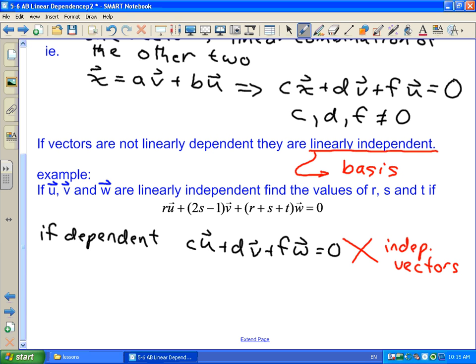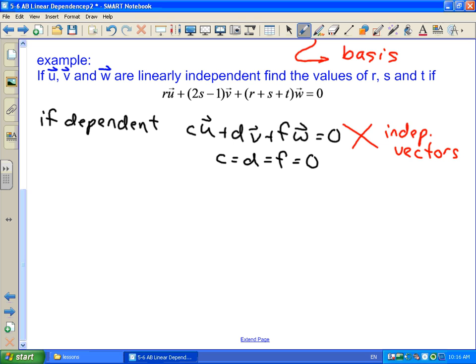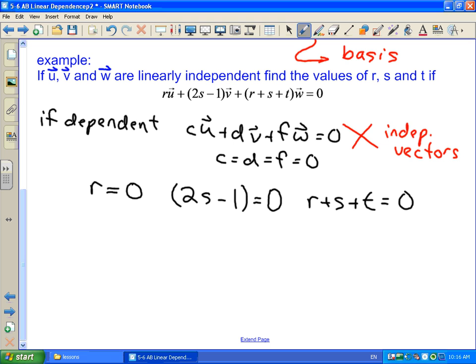Now, the only way, if these are independent vectors, that we can get them to all add up together to 0 is if all of these coefficients, c, d, and f, are equal to 0. So the fact that these are independent vectors and they sum to 0 tells us that all of the scalars on each of our 3 vectors must be 0. So what does it mean for the statement that we have up here? Let's take a look at our scalars. Our first scalar is r, so r has to equal 0. Our next coefficient is 2s minus 1. That has to equal 0. Our third scalar is r plus s plus t. That has to equal 0.